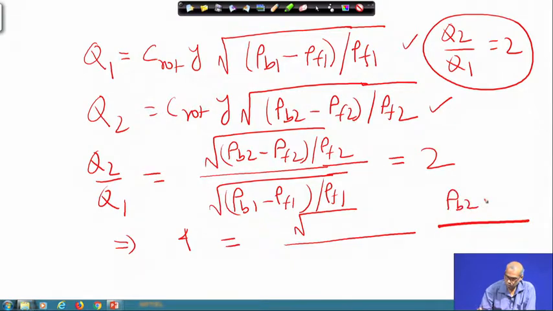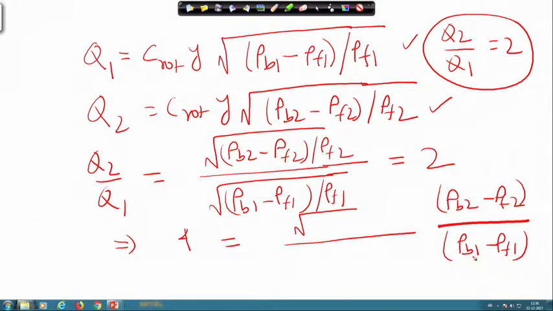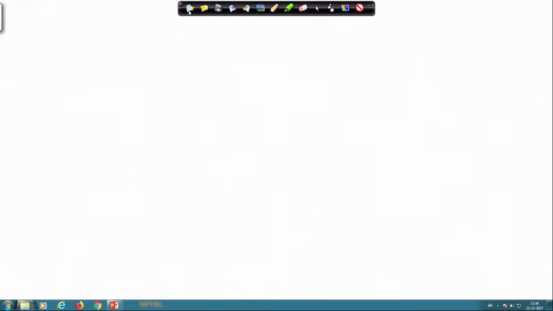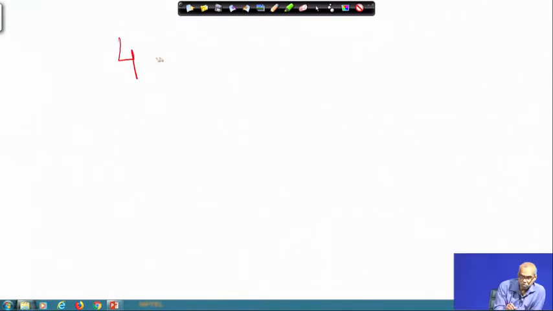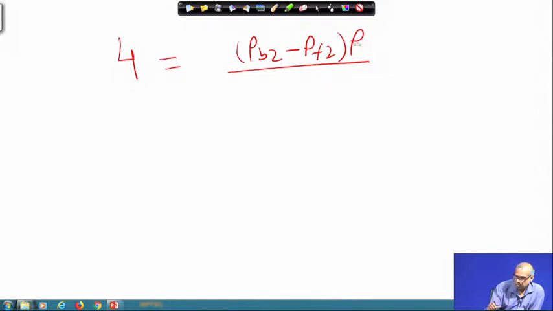rho B2 minus rho F2, and here you will get rho B1 minus rho F1, and then rho F1 will go and be multiplied with this, and rho F2 will come and get multiplied with this. So, if I write again fresh, what I am getting is 4 equal to rho B2 minus rho F2 multiplied by rho F1, divided by rho B1 minus rho F1 multiplied by rho F2.